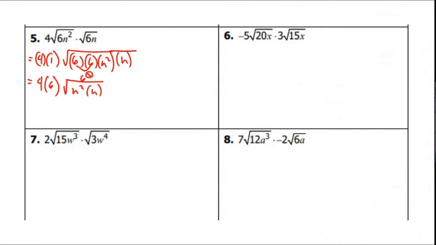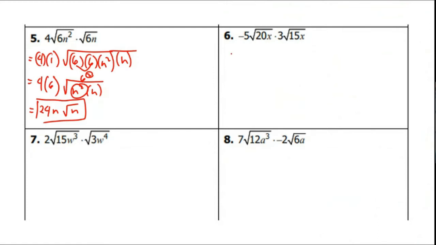n as well has a power equal to 2, the same as the order of the radical, which is 2. So we can move n squared out. So that is 4 times 6, which is 24. The n squared will be moving out, so we are left with the square root of n. So the answer is 24n square root of n.